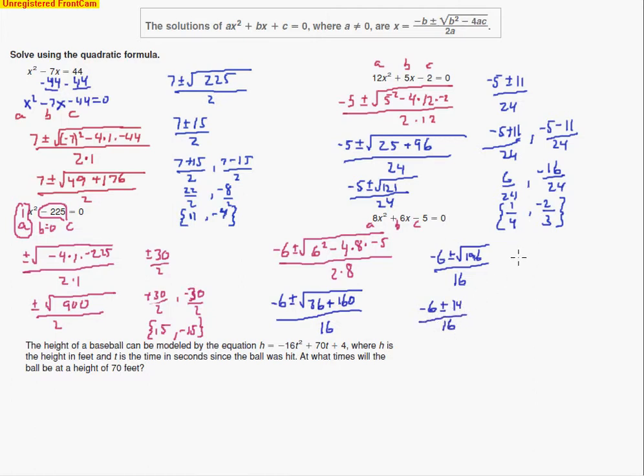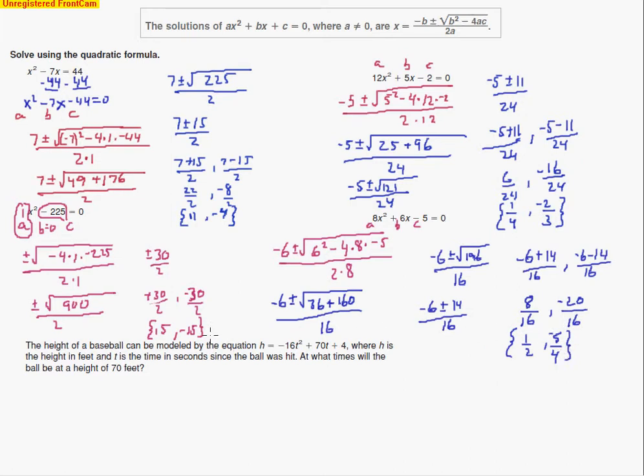So I got two problems to set up. Negative 6 plus 14 over 16, and I've got the negative 6 minus 14 all over 16. So I'm ready to solve here. I subtract those two numbers. I get 8/16, which reduces down to 1/2. Over on this side, I've got to add the two numbers because they're the same sign. Makes negative 20 over 16. Take out that common factor of 4, and we're left with a negative 5/4. And that would be our two x-intercepts.